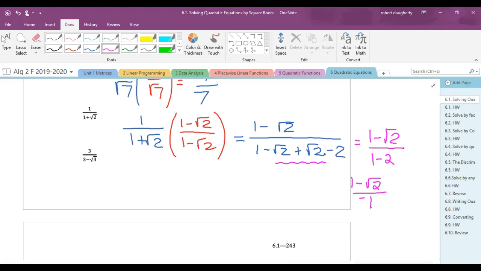So all of this is just 1 over negative 1 minus the square root of 2 over negative 1. What is 1 over negative 1? Negative 1. What is the negative square root of 2 over negative 1? Yeah. So there's your answer: negative 1 plus square root of 2.